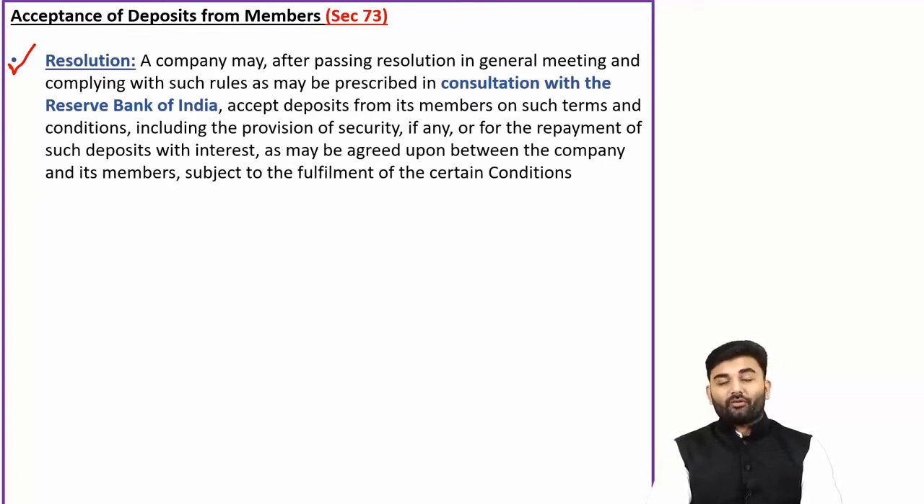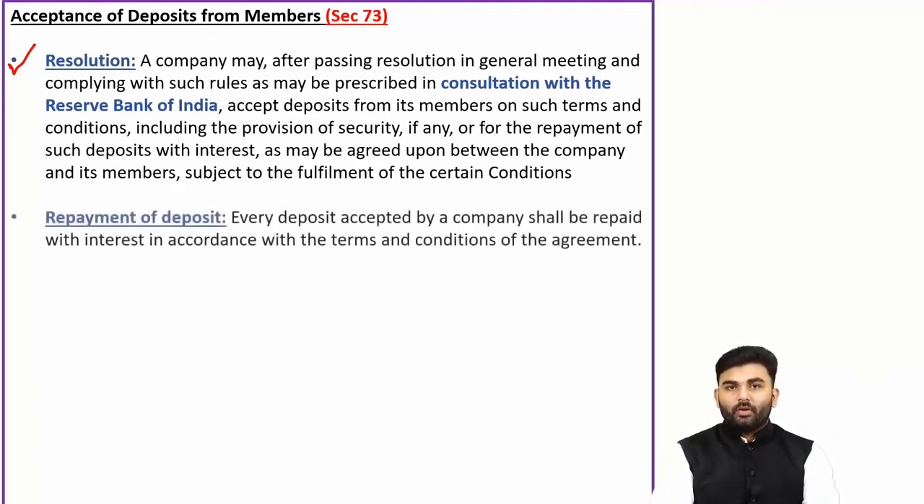What is the object of raising the funds through deposits? For what tenure will the money be accepted in the form of deposit? What will be the rate of interest the company will be providing to its deposit holders? Whether they will be secured or unsecured, all such necessary details the company needs to first explain to its members. Only if the members pass a resolution will the company be allowed to accept deposits from its own members.